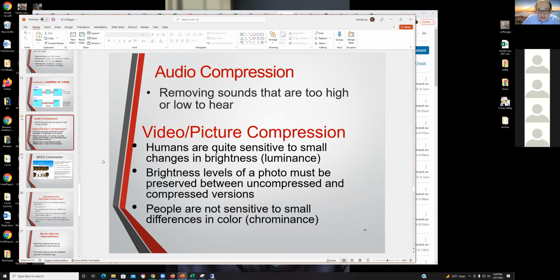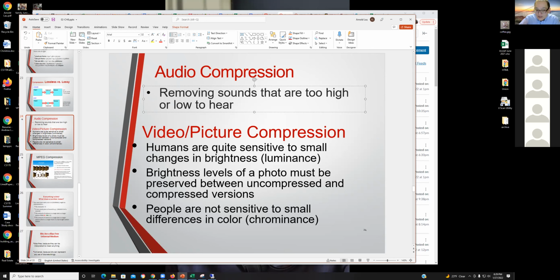So for audio compression, one quick thing is to take away the sounds that are too high or too low for a human to hear. You strip that out and you save space there. When you look at videos or pictures, you look at whether you adjust things on the brightness, using less granularity on the brightness. But it turns out that people are pretty sensitive to changes in the brightness, okay? So usually you try to preserve the brightness of a photo when you do the compression on it.